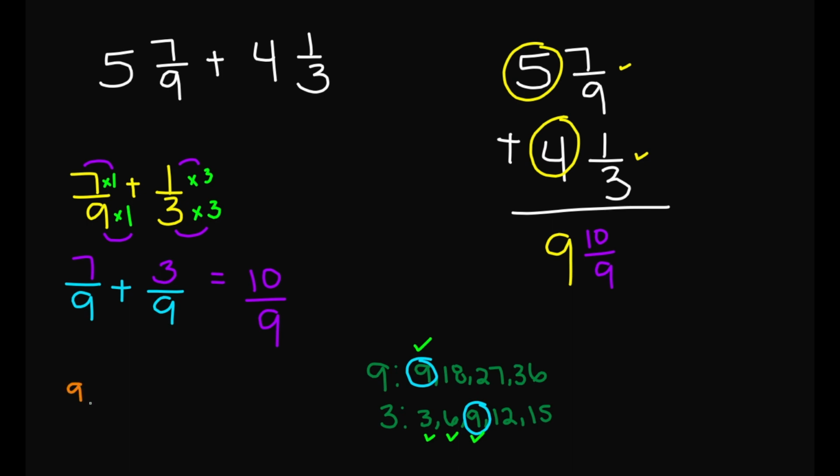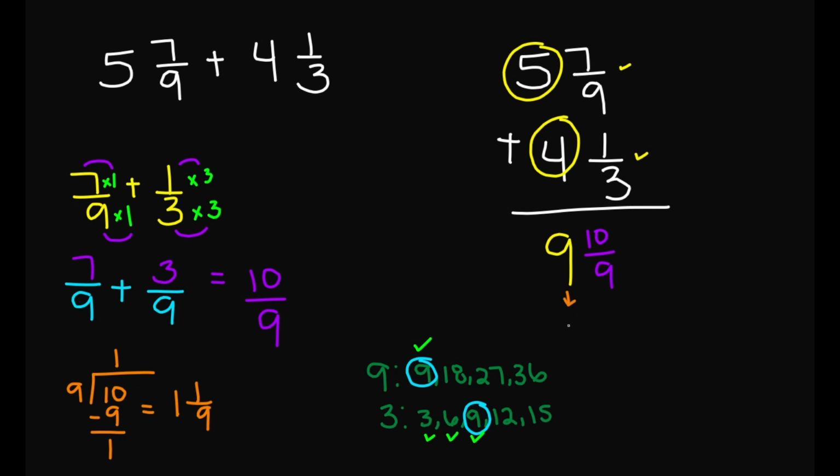So we have my 9 and my 10. 9 goes into 10 one time. 9 times 1 is 9. 10 minus 9 is going to equal 1. So if I turn my 10 over 9 into a mixed number again, I'm going to get 1 and 1/9.